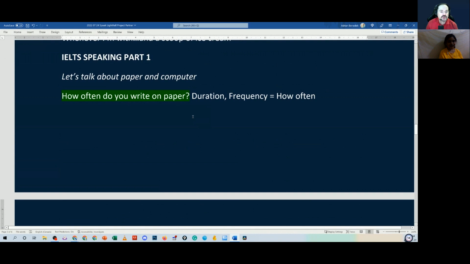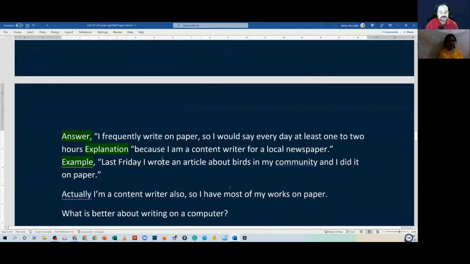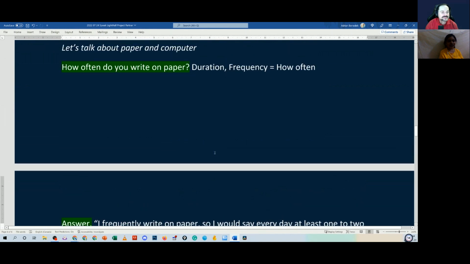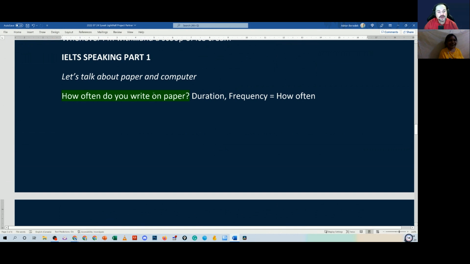So let's just try this one, Roshni. How often do you write on paper? I frequently write on paper, so I say every day at least 1 to 2 hours because I'm a content writer for a local newspaper. And example. Sorry. Give me the example. Like last week, I wrote an article about birds on paper. On paper. Right, you're always so good.